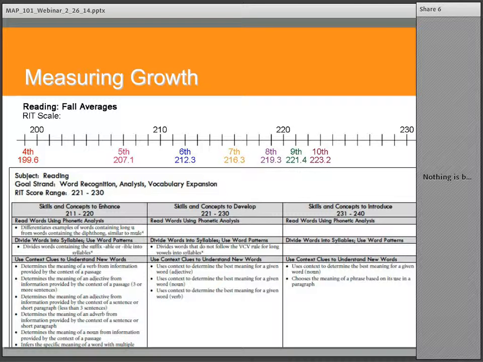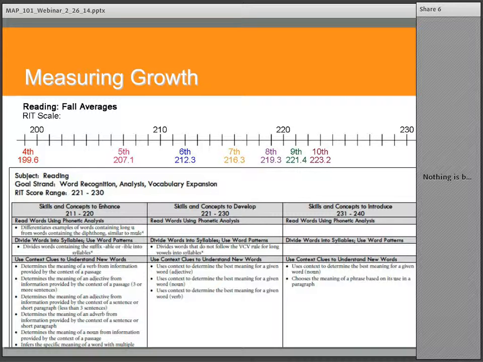From 199.6 in 4th grade to 205, the student has 8 growth points, average growth there, whereas in 9th and 10th grade, we're only seeing about 2 to 2.5 points.